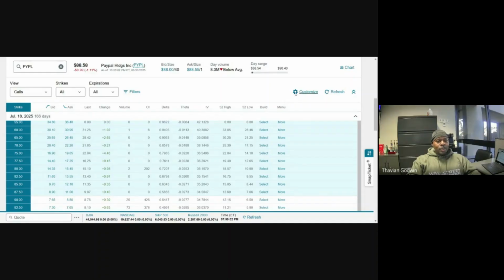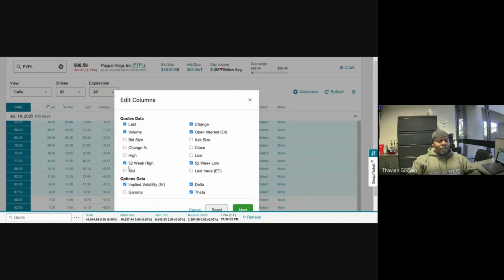And you have to set these up. So from the Charles Schwab platform, you just go to customize, edit your columns, and you turn on the ones that you want to track. This is what I have if y'all want a snapshot.